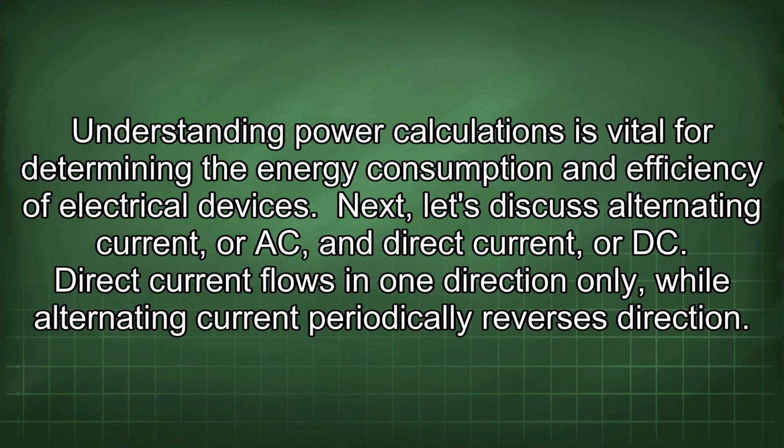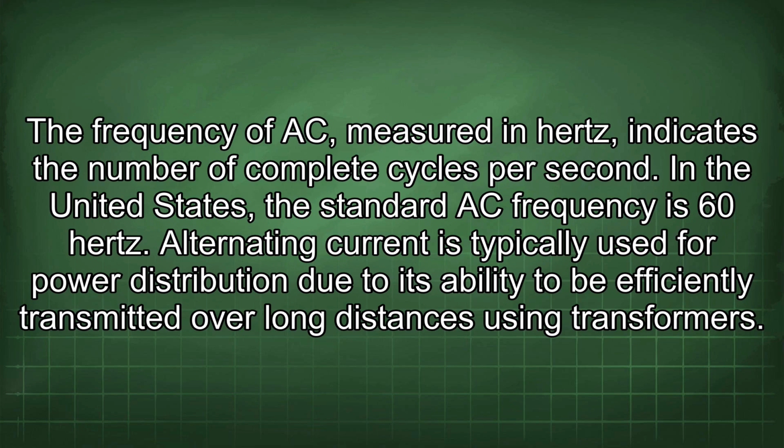Next, let's discuss alternating current or AC and direct current or DC. Direct current flows in one direction only, while alternating current periodically reverses direction. The frequency of AC, measured in Hertz, indicates the number of complete cycles per second. In the United States, the standard AC frequency is 60 Hz.